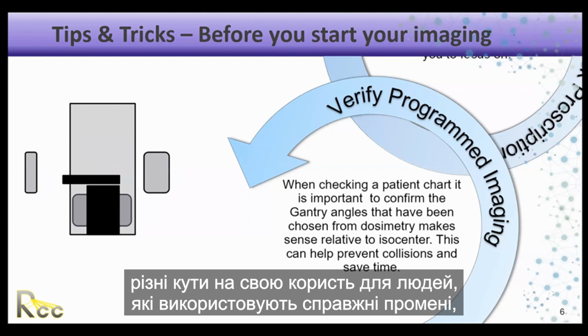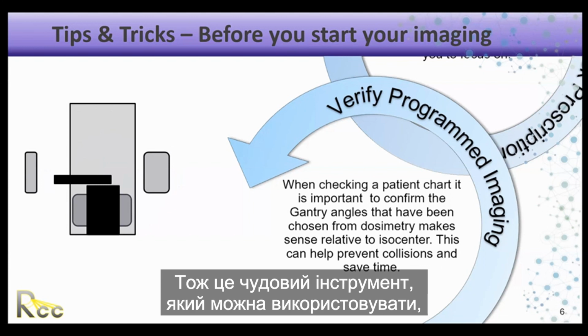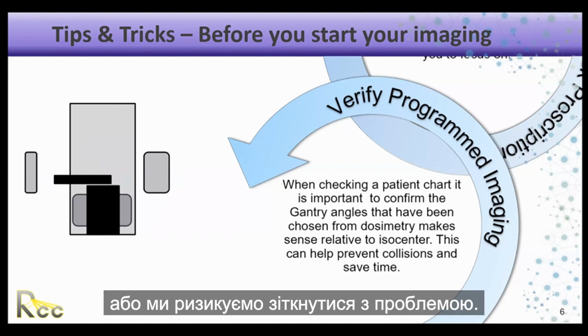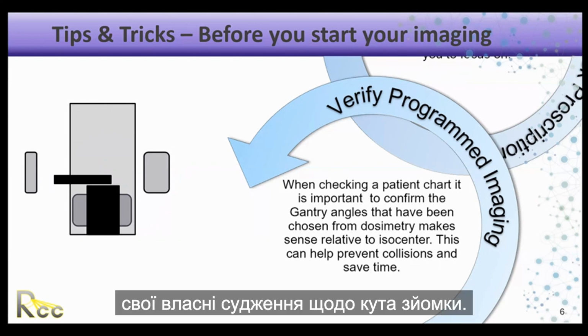For people out there using TrueBeams, you have the ability to do on-demand imaging. This is a great tool to use whenever you feel like you're not getting enough information or we're at risk of collision. Just add an on-demand film and use your best judgment as far as the angle is concerned.